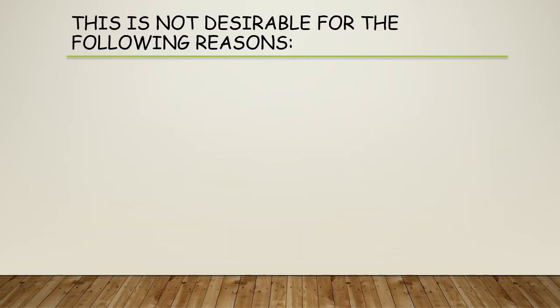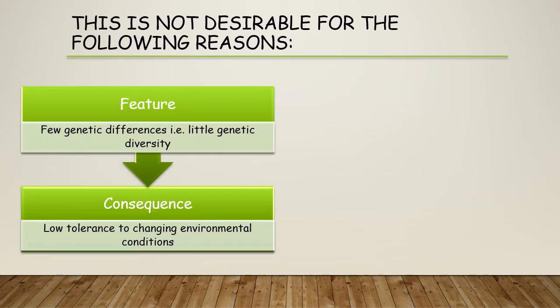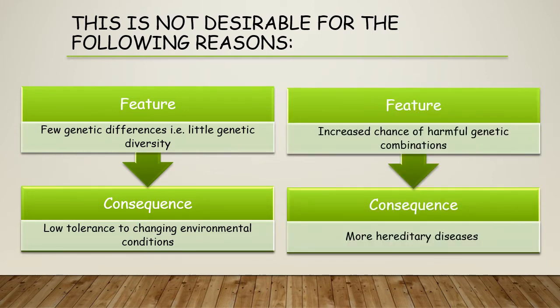But this comes with problems. So for instance, few genetic differences can lead to the consequence of low tolerance to changing conditions, so little ability to adapt to changes in the environment. You also get that increased chance of harmful combinations, so more hereditary diseases.